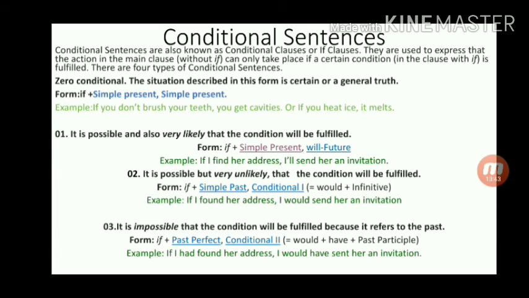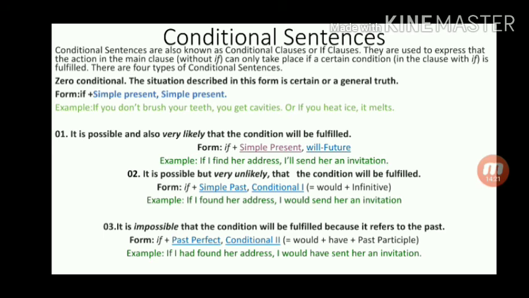So these are the four types of conditional sentences. Inshallah, in the next video lesson, we will put some more light on conditional sentences. Our discussion for today regarding conditional sentences is enough to this point. Inshallah, we will move onward from this point.